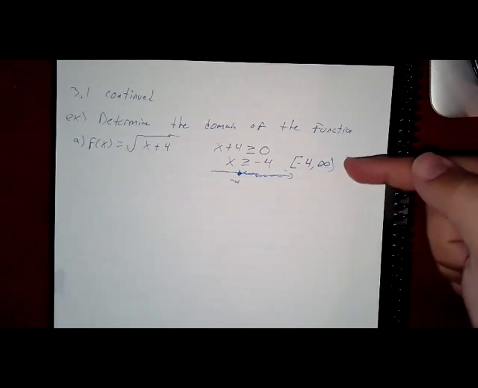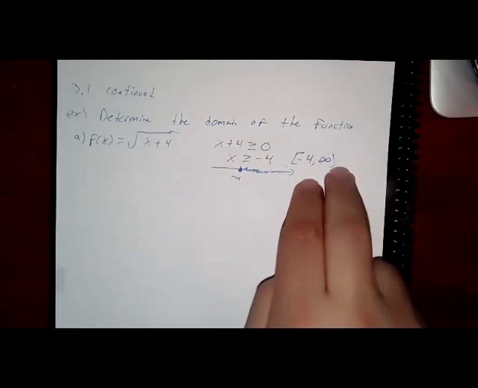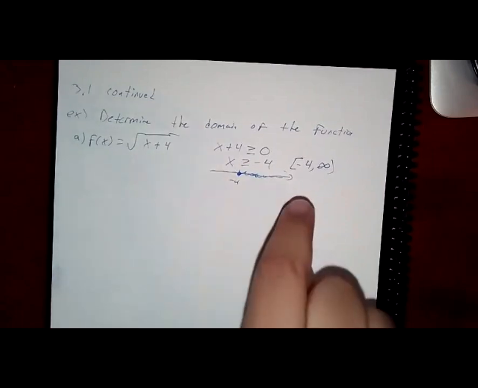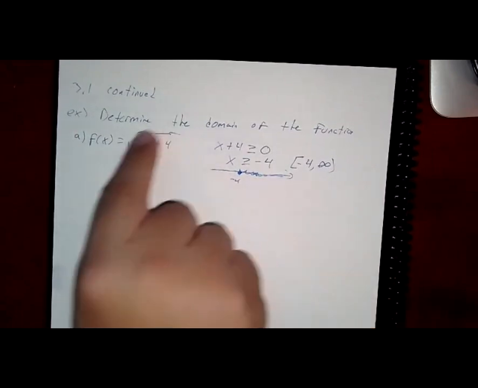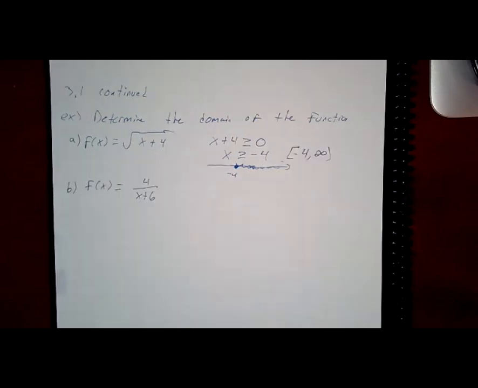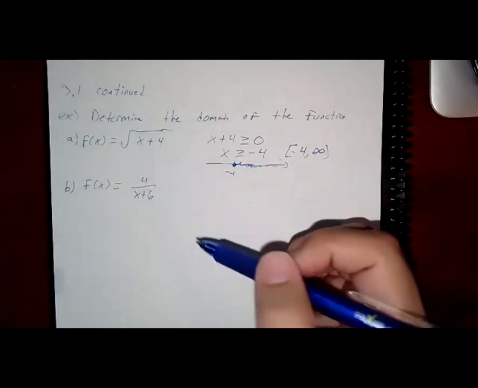So this would be your domain. As long as I choose something in here, I'll be fine. Because if I plug in negative 5 or anything below negative 4, the inside becomes a negative. I can't use it. So let's start with trying to figure out what is not allowed. And if everything is allowed, then the domain's everything. So do you see a potential problem? An x value that is not allowed.